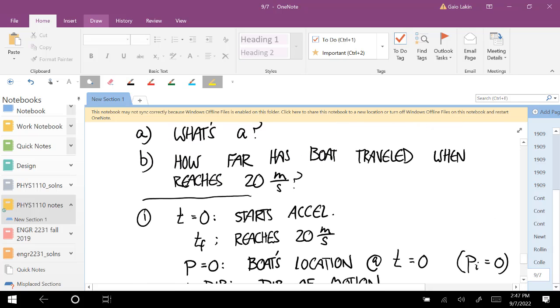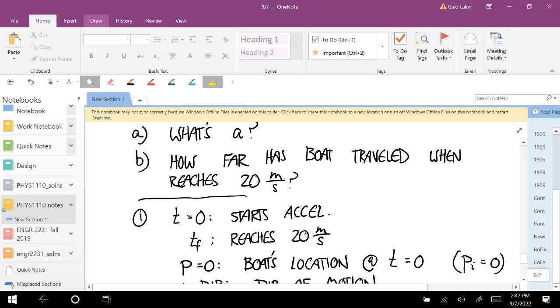Yeah, so we know that the speed is 20 meters per second, and then we have to think about the direction it's moving to. And that has to do with what we chose for our positive direction. We chose our positive direction to be in the direction of motion. So our velocity is going to be 20 meters per second in the positive direction. So that's going to be positive 20. If we had chosen our positive direction the other way, that would have been negative 20.